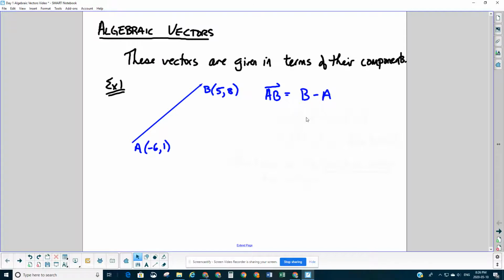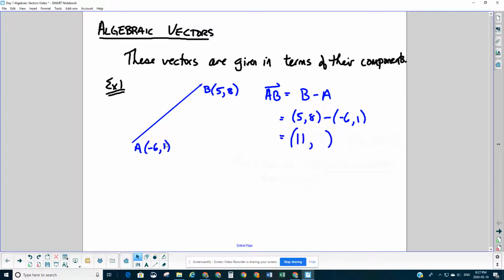So how do we get this? Well, we do B minus A. So the B coordinate is 5, 8, and we're going to subtract the A coordinate, negative 6, 1. And really what it does is you have to compare how the x's got from A to B and how the y's got from A to B. So if we look at the x's first, they were at negative 6 and they went all the way to 5. So that's a distance of 11. 5 minus negative 6. So of course, when you hear minus negative 6, you're subtracting a negative, or subtracting a negative, you add, and you get 11.